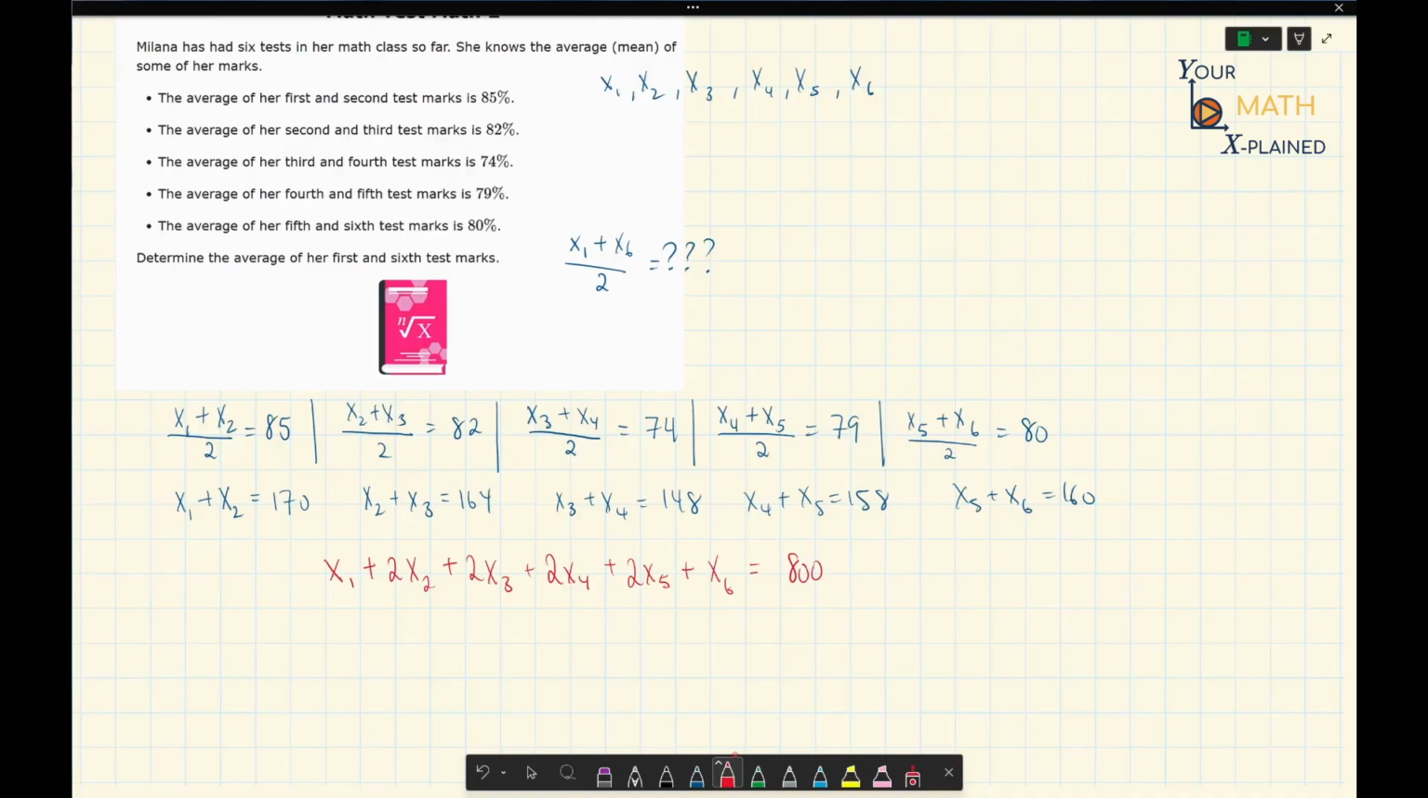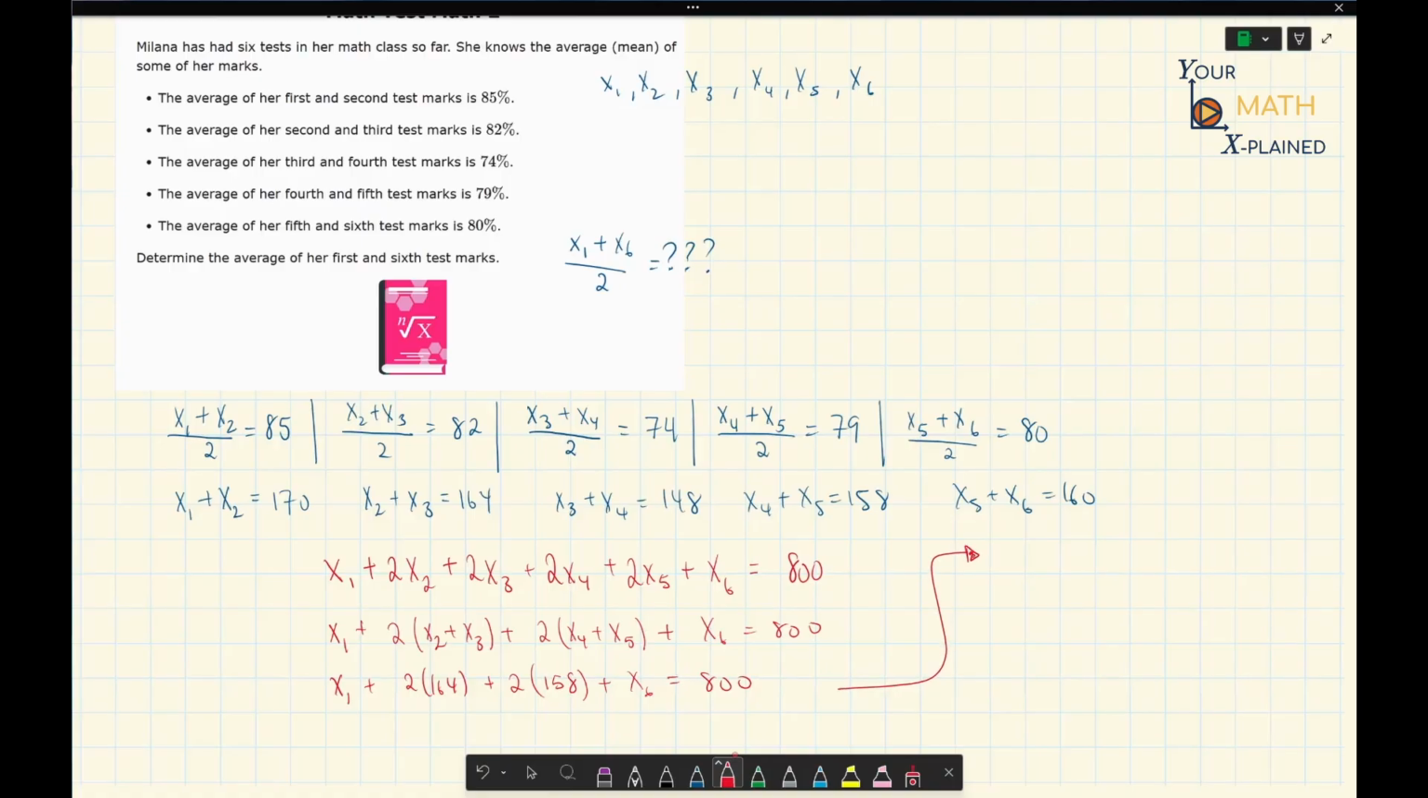Recognizing that we want x1 and x6 only, we're going to try to get rid of all the other ones. And luckily, there's some nice grouping that can be done. x2 plus x3 can be grouped together, and then x4 and x5 can be grouped together because we have those values. We can input 164. We can also input 158 into those positions, and now we're just left with 2 variables, x1 plus x6.